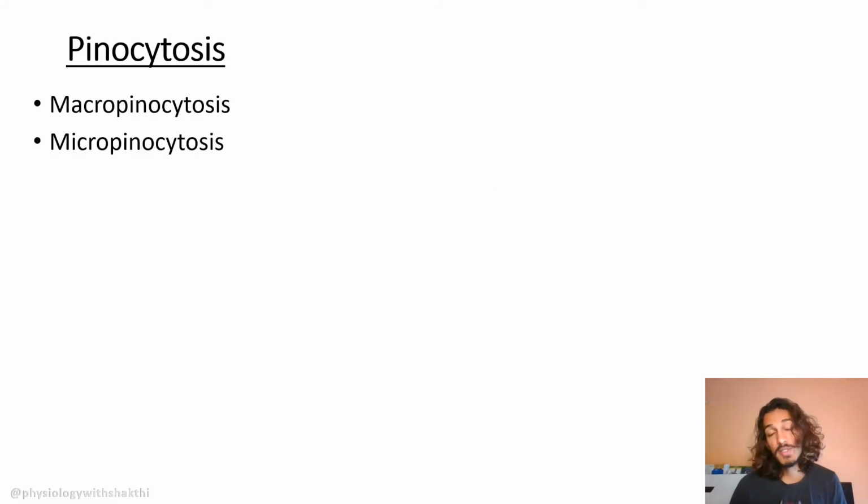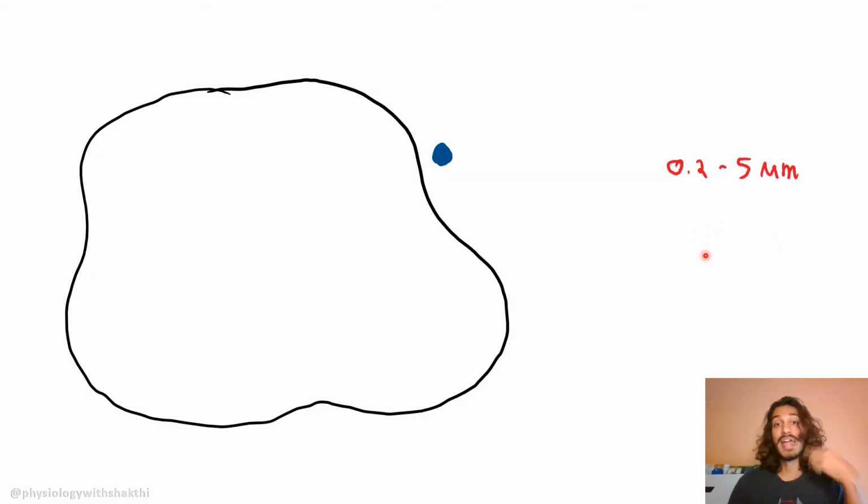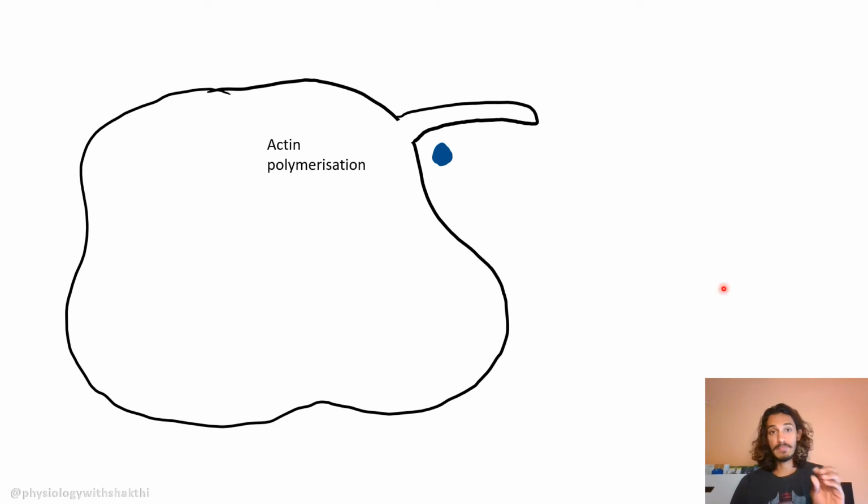When you talk about pinocytosis, there is macropinocytosis and micropinocytosis. In macropinocytosis, which is what we're discussing now, the substance should be 0.2 to 5 micrometers. I know that in phagocytosis it should be more than 0.5, so some huge particles can still undergo macropinocytosis. Less than 0.1 micrometer is micropinocytosis. Once this substance comes closer, you have actin polymerization.